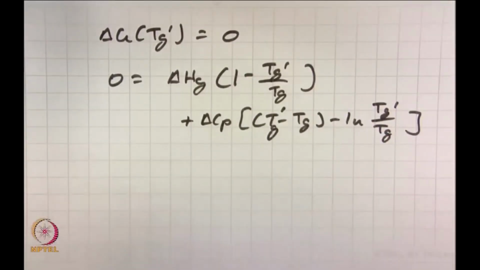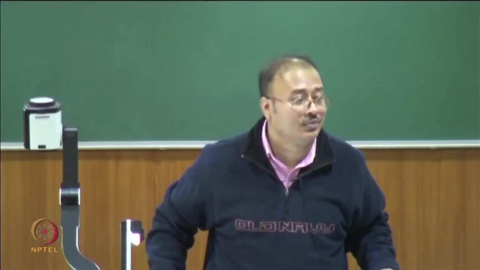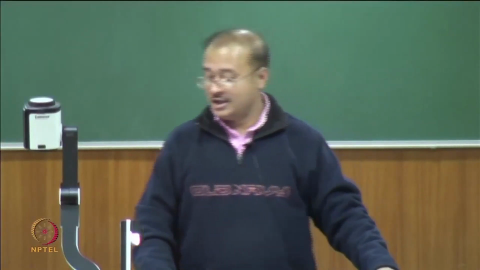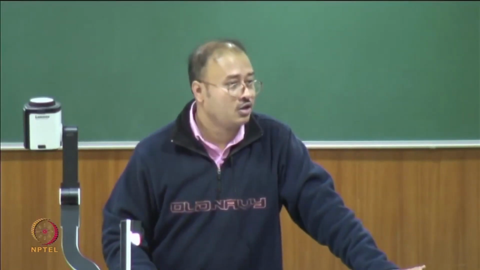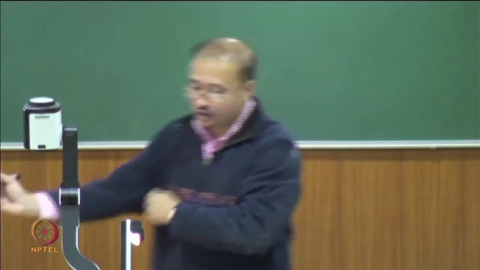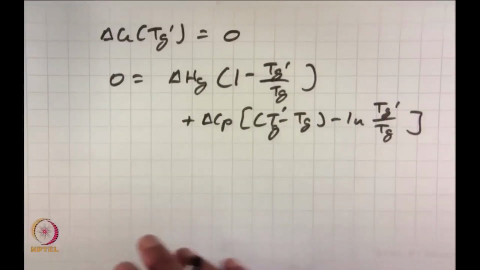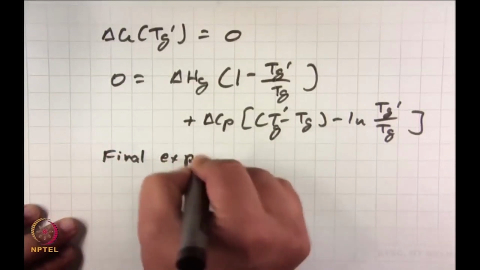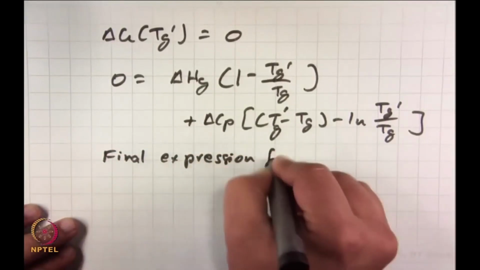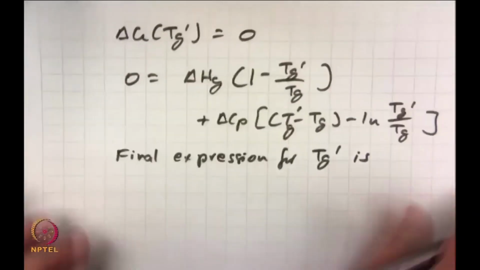Okay. And this equation has to be simplified further to get T g prime, but the problem is that you have a certain term which will actually hamper your simplification. It is the natural log of T g prime over T g. See, everything else is very straightforward. So, this is a homework for you. The homework for you is to get the final expression for T g prime. I will give you the final expression for T g prime.